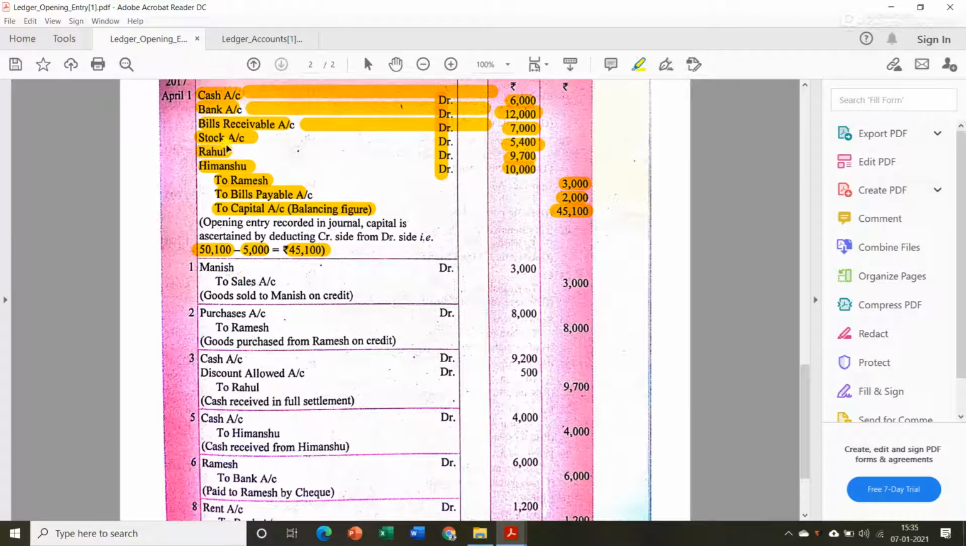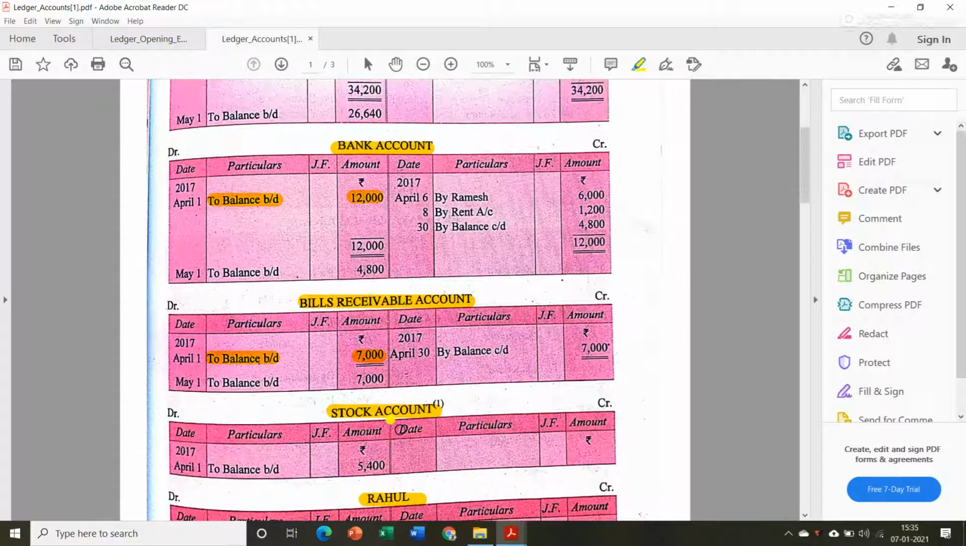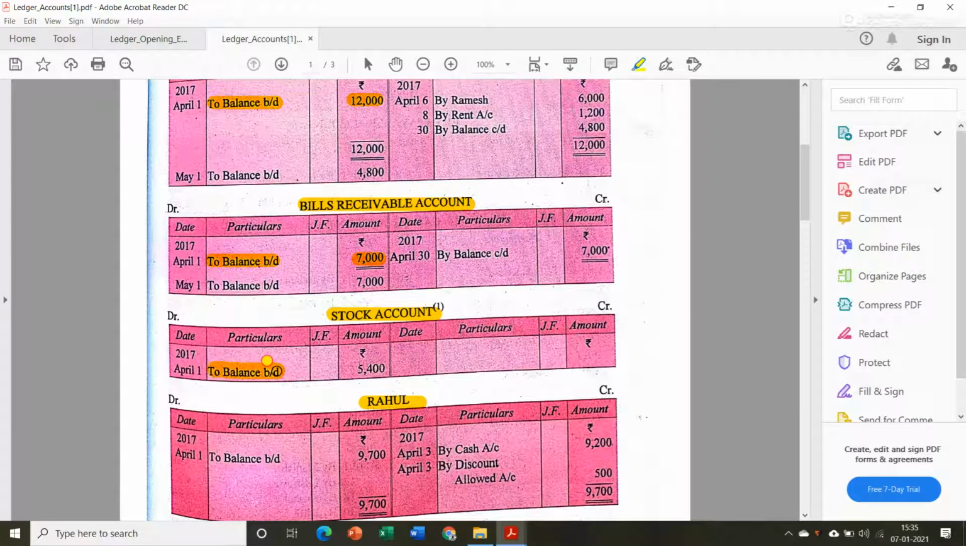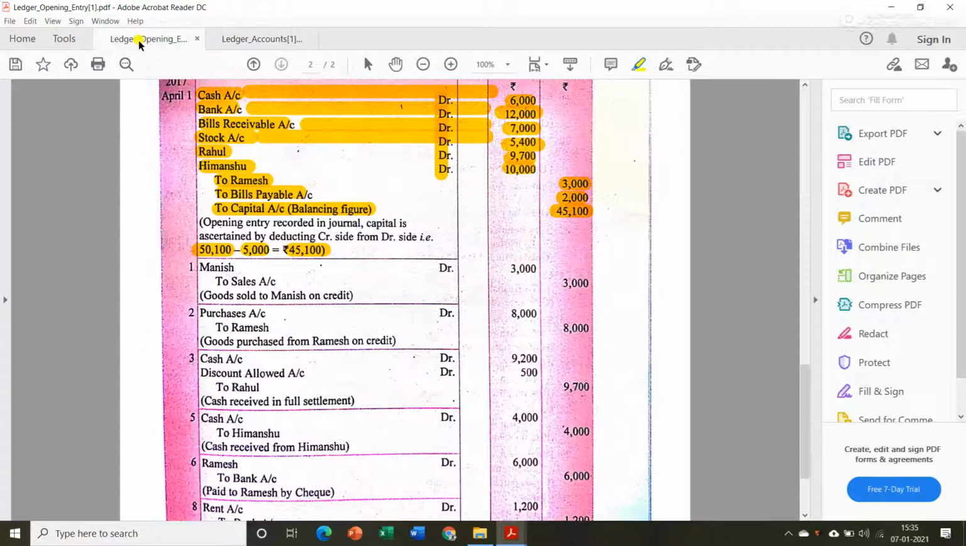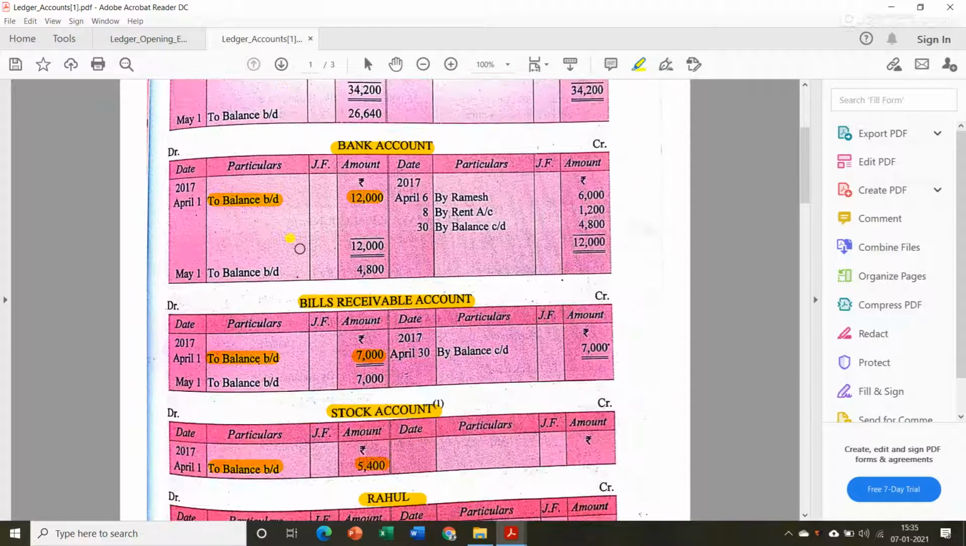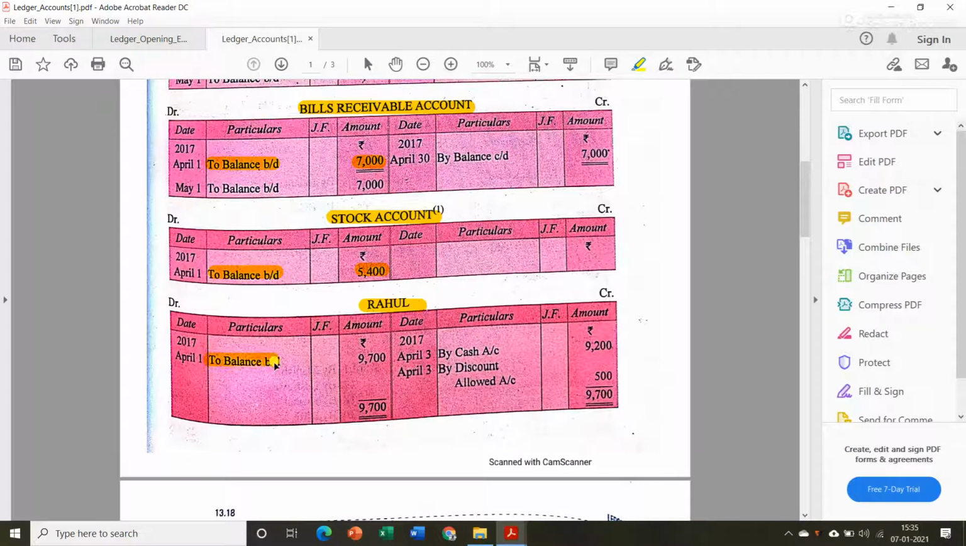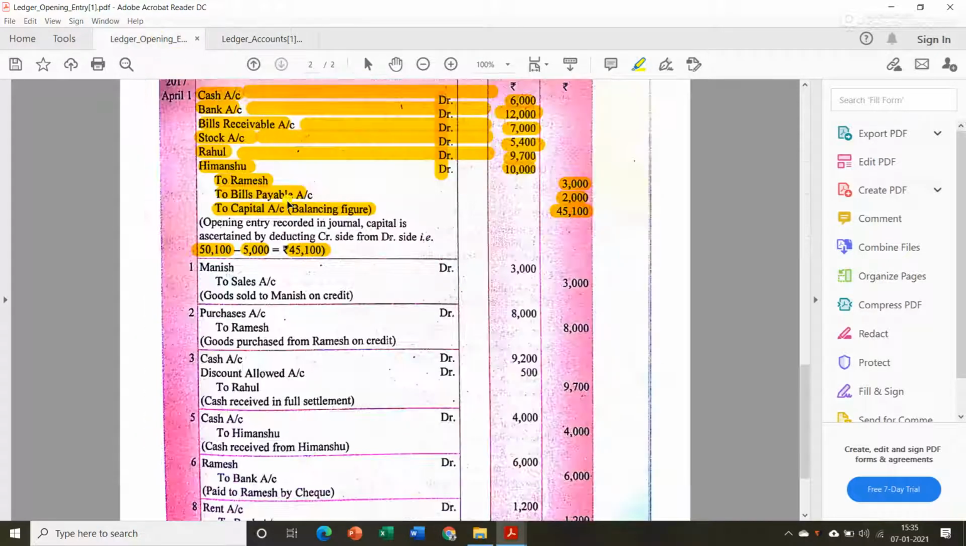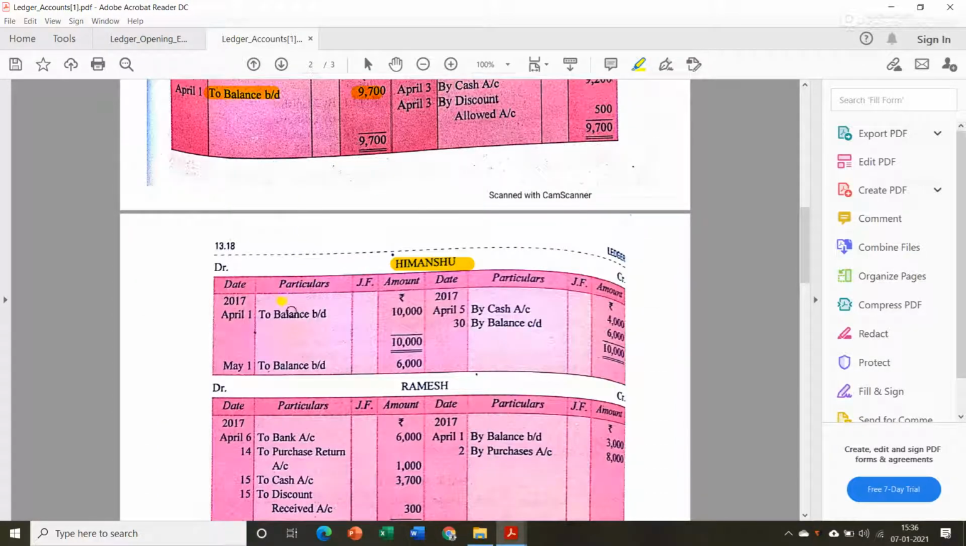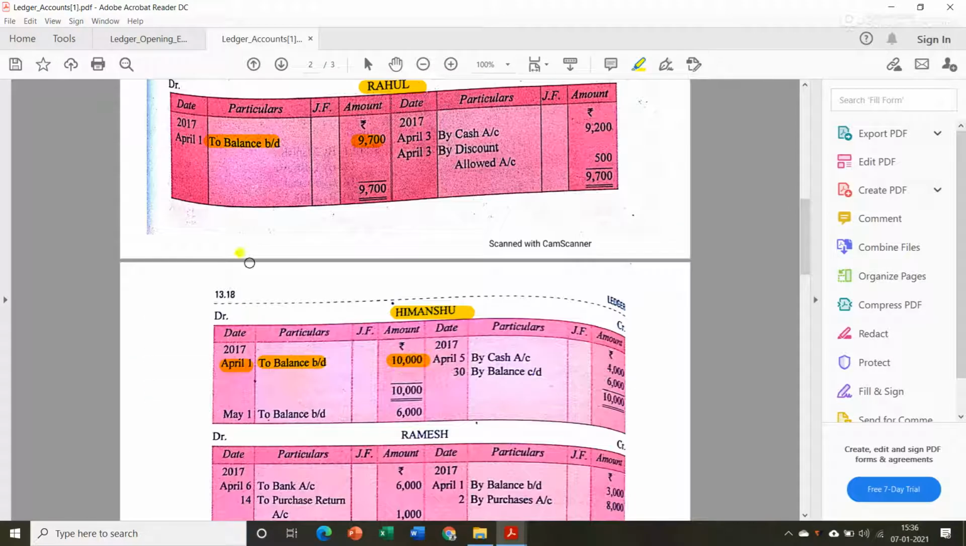Then next we have stock account showing a debit balance of 5,400, so in stock account we will write 'To balance brought down' rupees 5,400. Then Rahul account showing a debit balance of 9,700, so in Rahul account, on the debit side we will write 'To balance brought down' 9,700. And at last we have Himanshu showing a debit balance of 10,000, so in Himanshu's account we will write on the debit side 'To balance brought down' 10,000. Remember, this balance brought down will be on April 1st, the first day of the month.